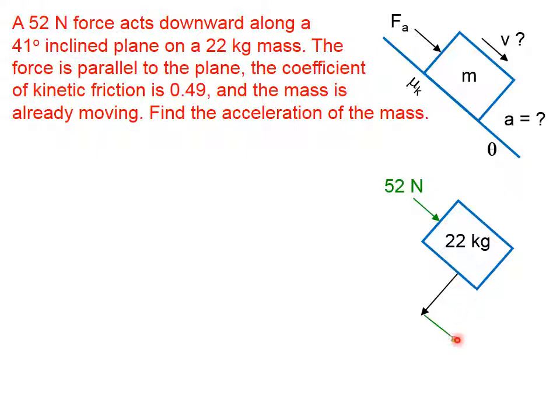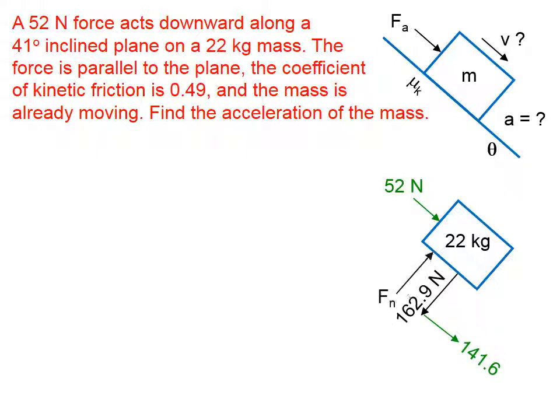In between that mg vector and this perpendicular component right here, this angle that I'm trying to sweep out with my laser pointer, that angle right there is equal to the angle of the incline, which is 41 degrees. In short, we can find that the perpendicular to the surface component of weight is going to be mg times the cosine of theta, and the parallel portion will be mg sine theta.